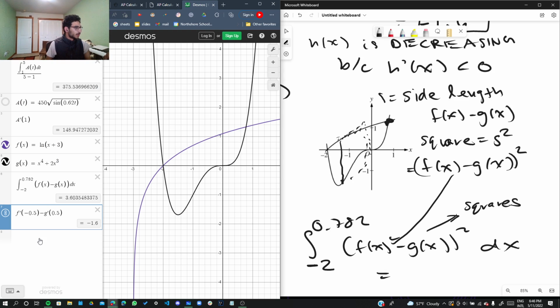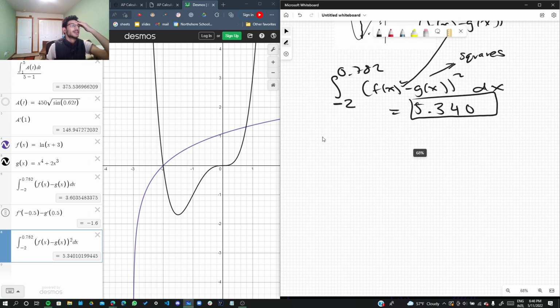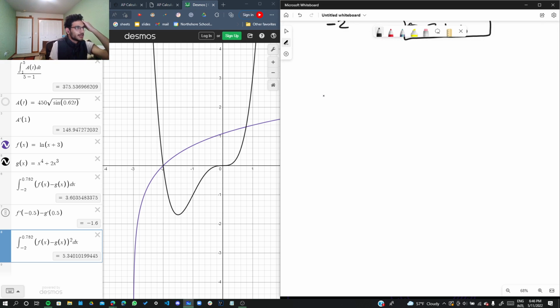So I'm just going to copy this, and over here I'm just going to put a square. Perfect. This should be 5.340. Again, if I did this wrong, flame me in the comments. Let's go on to D.